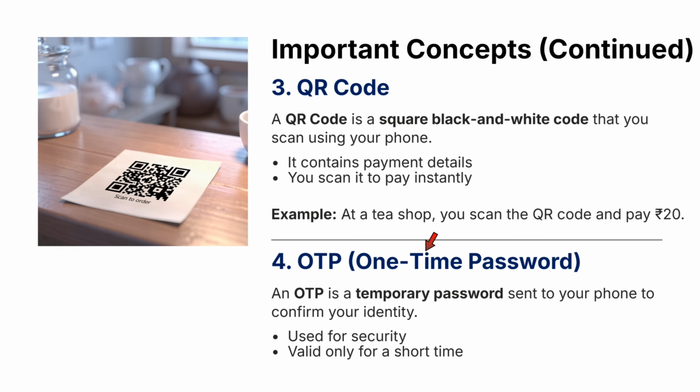Fourth one, OTP. OTP is nothing but one-time password. An OTP is a temporary password which is sent to your phone to confirm your identity. It is used for security and valid only for a short time.